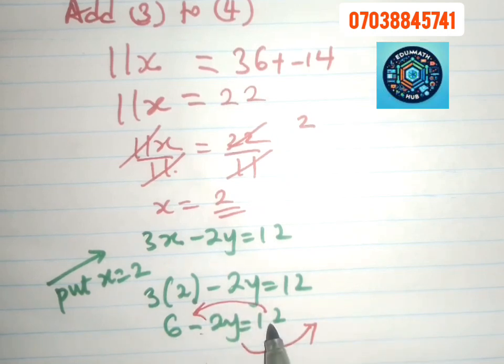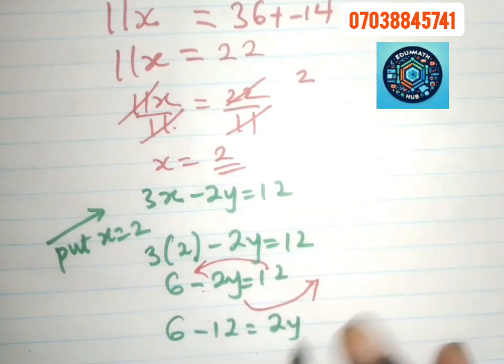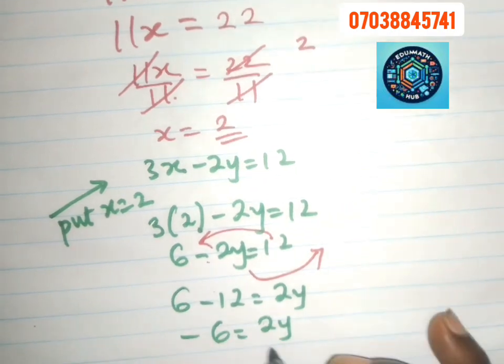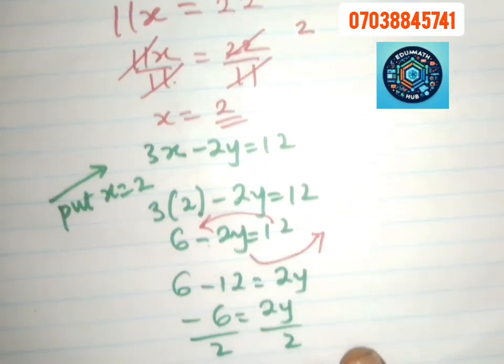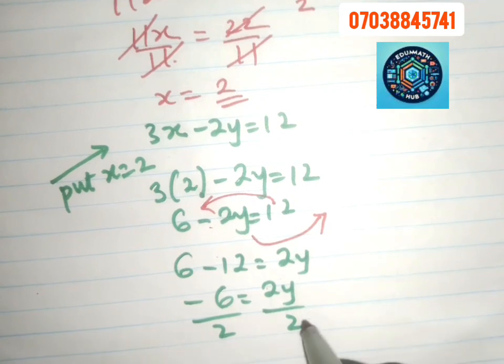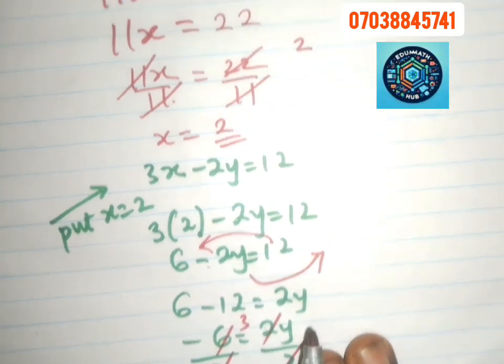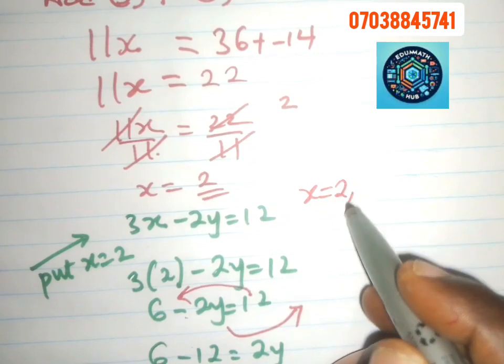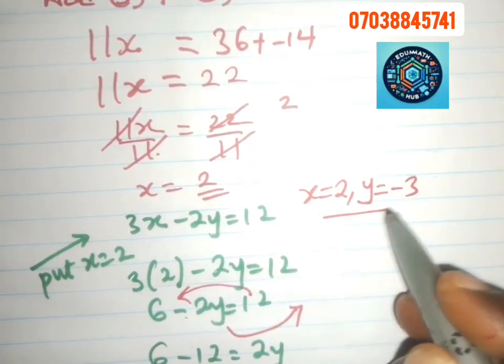So you have 6 minus 12 is equals to 2y. So 6 minus 12 will give you minus 6 is equals to 2y. So I'm dividing both sides by 2. Okay, so this cuts this out, this is cancelled out. So 2 in 6 will give you 3. But take the sign, minus 3. So y will give you minus 3. So the two values for these equations are x equals to 2 and y equals to minus 3.